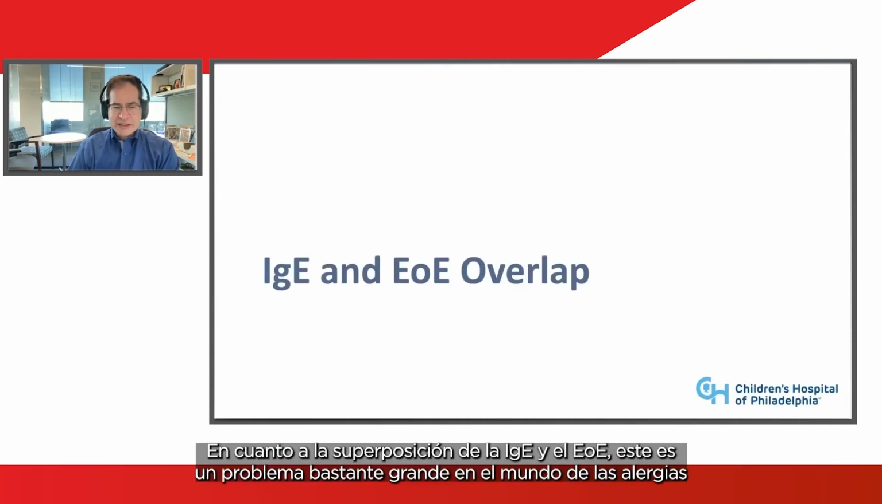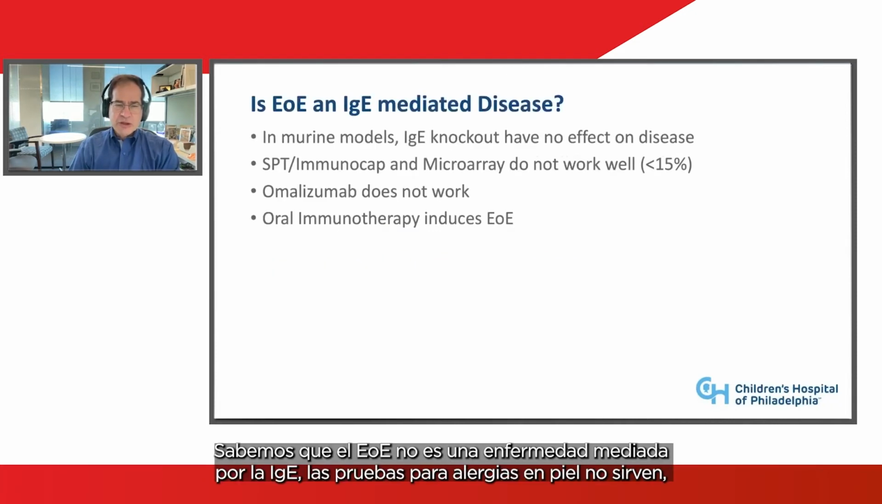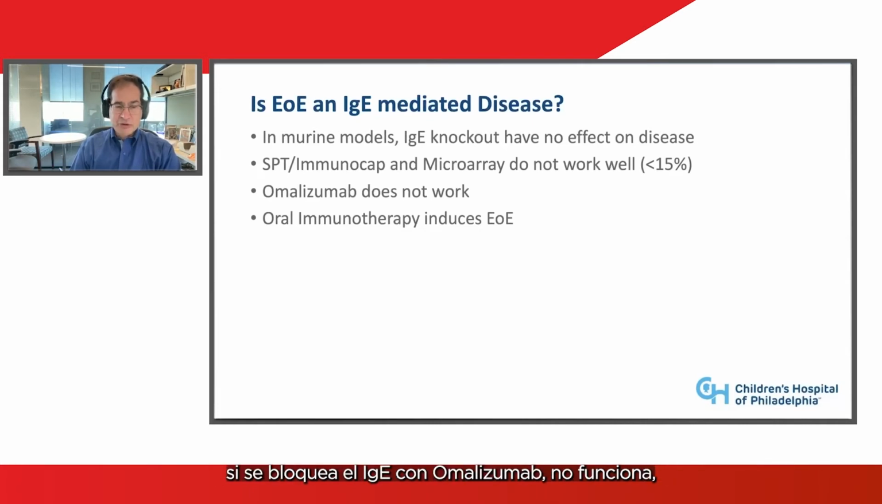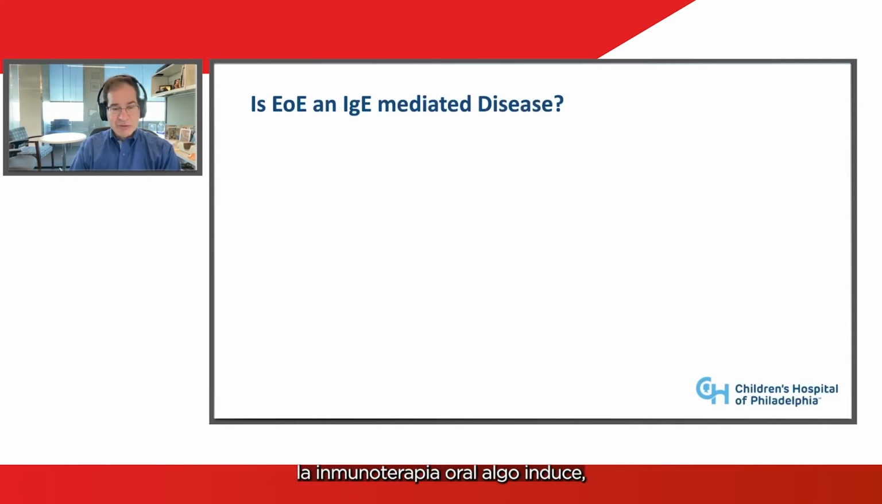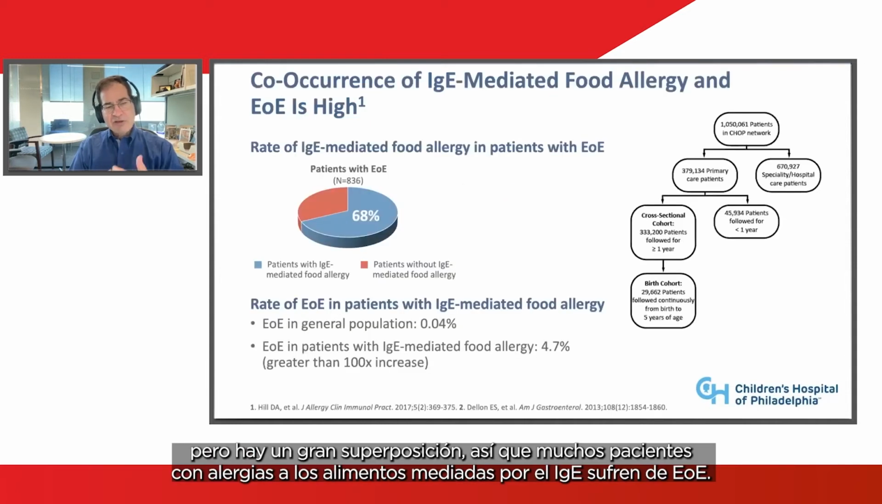What about this IgE and EOE overlap? This is a big issue for us in the allergy world. We know that EOE is not an IgE-mediated disease. We know that skin testing, as I mentioned before, does not work. If you block IgE with omalizumab, it doesn't work. In a mouse model, if you knock out IgE, it doesn't matter. Oral immunotherapy really doesn't induce things. But there is a large overlap.